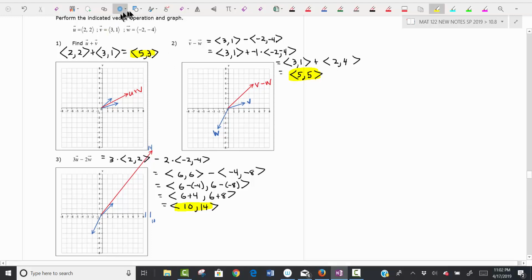The graph goes like this. The very first graph is over 2, up 2. So that would be vector u. Then the other one is over 3, up 1. So that would be vector v. And then the one in the middle is the 5, 3.